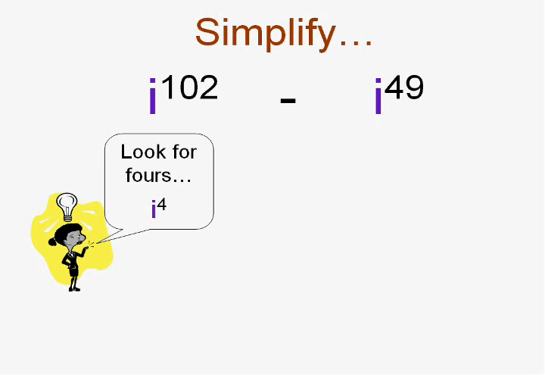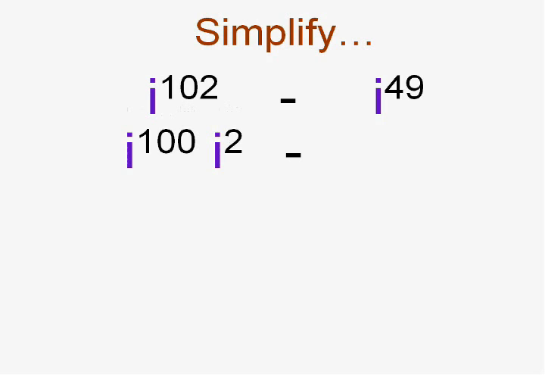Well, i to the 102nd is really i to the 100th times i to the 2nd, isn't it? Because we add exponents. And i to the 100th is a multiple of 4. It's i to the 4th to the 25th, because you know your rules of exponents with parentheses there, you multiply. So this portion of it is just 1. And 1 to any power is 1. So now, you've broken it down to just really i to the second. And that's minus 1.